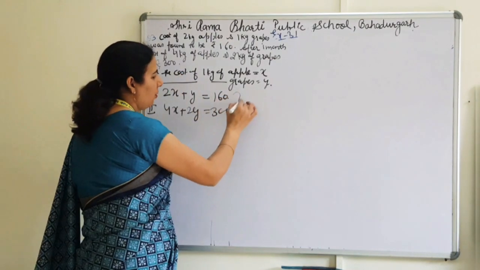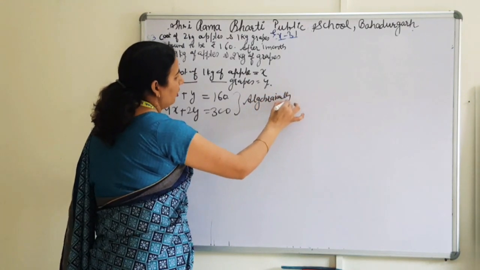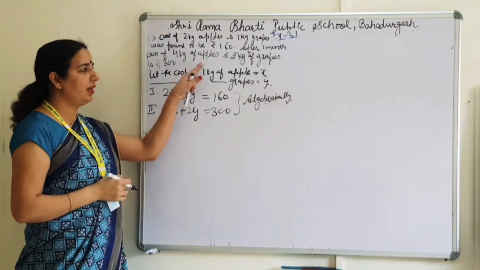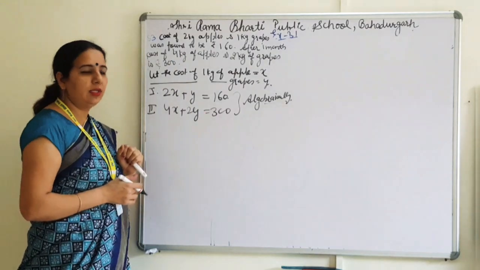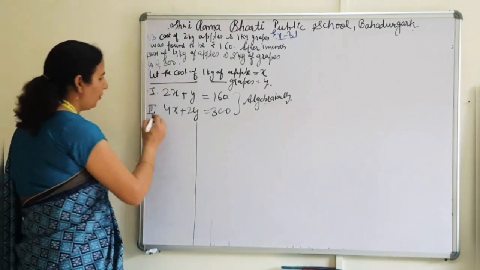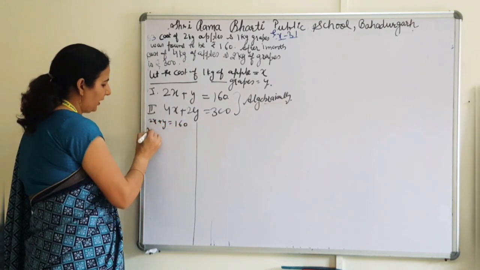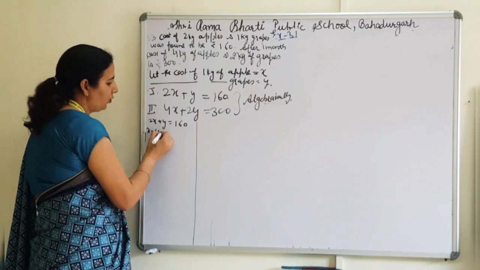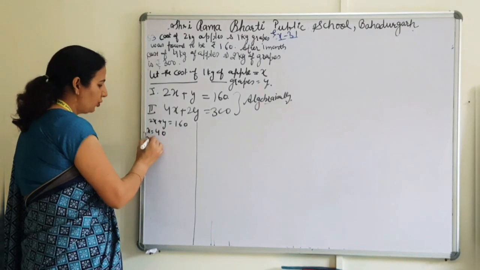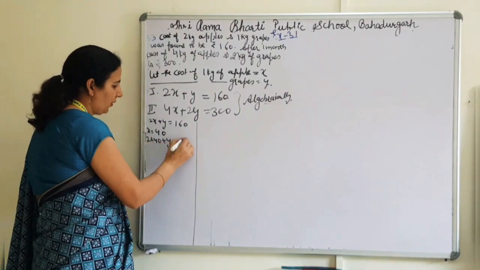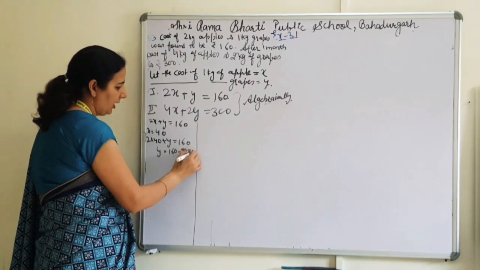So this is the algebraical representation. Here I have not written the question that you have to do algebraically and graphically, the same question that we have done in the last 2 questions. So 4x plus 2y is equal to 300. First of all, before plotting the points, we will find the solutions for this equation. Put x equal to 40. I have just taken it randomly; you can take any other number also. So 2 into 40 plus y is equal to 160. 2 into 40 is 80, so y is 160 minus 80, which is 80.